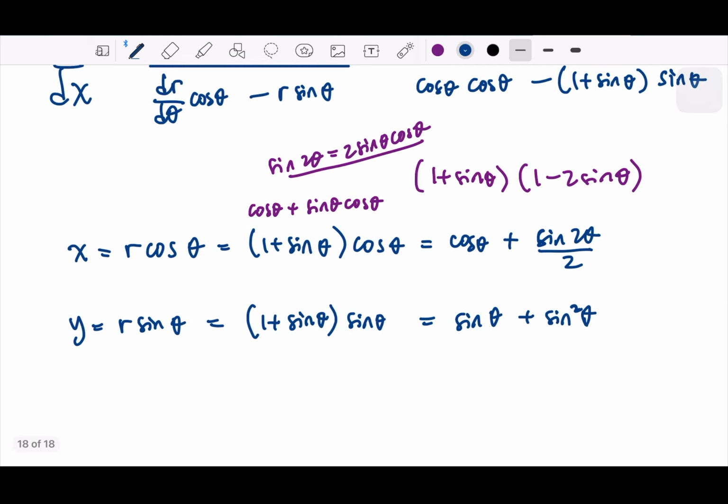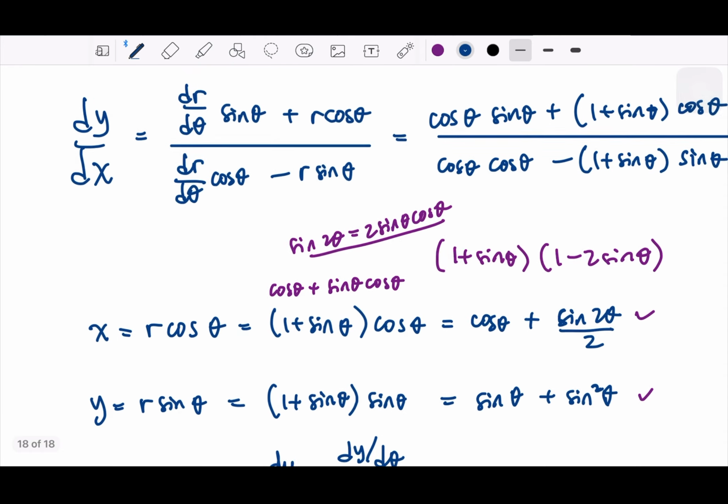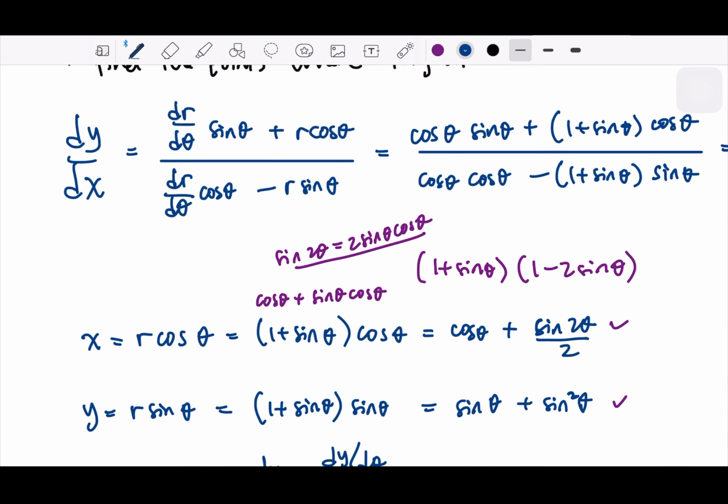And then from here, we can write dy over dx. We can derive each one and put them into our equation. This will be dy over d theta over dx over d theta. So it's basically parametric, and you can stick to this one instead of using the other one, but it results in the same answer.